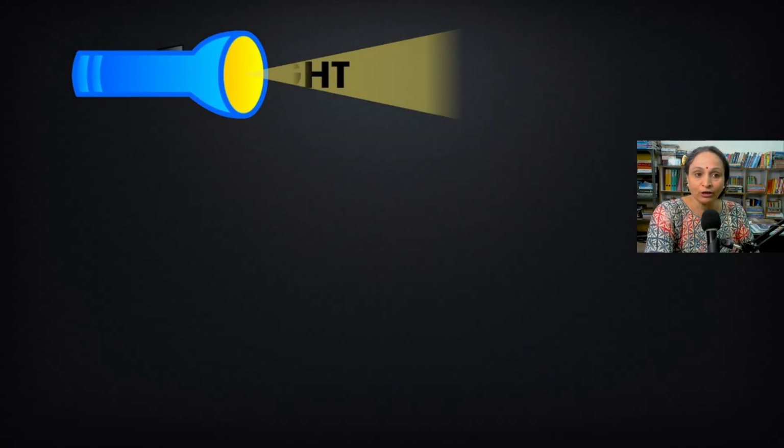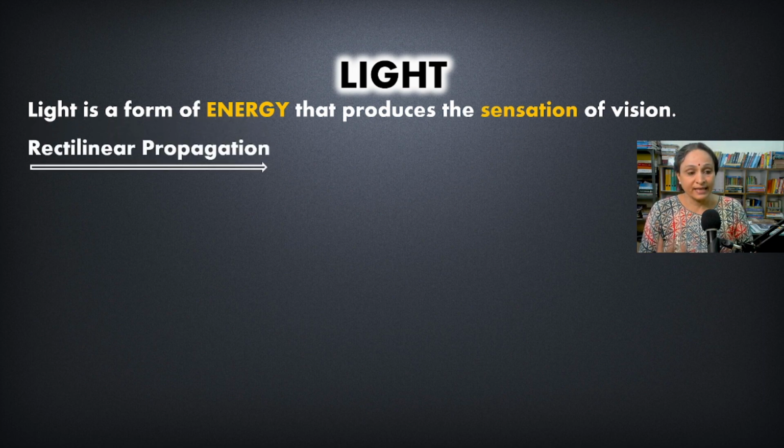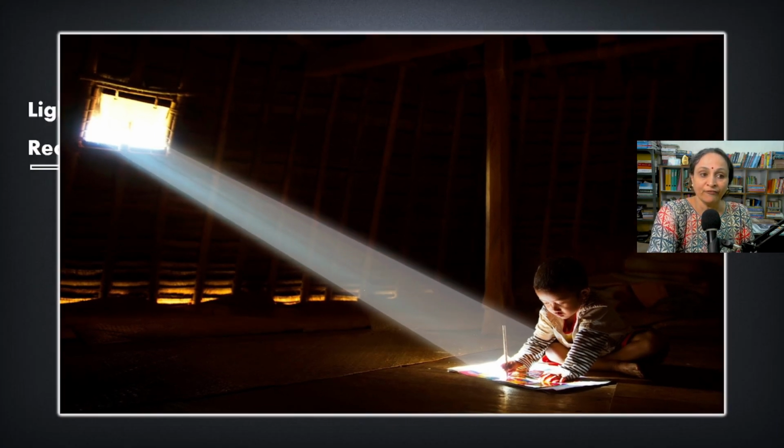Okay, now if you have got the light source, the light is a form of energy that produces the sensation of vision, right? And here, if I say that the light has got a property that it generally travels in a straight line. So, if we talk about the rectilinear propagation, that means the light travels in a straight line. Suppose there is a window in the house and the child is sitting and studying or drawing something, the light from the window straightway falls on the paper of the boy. That means the light is traveling in a straight line.